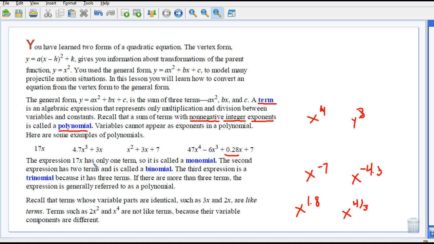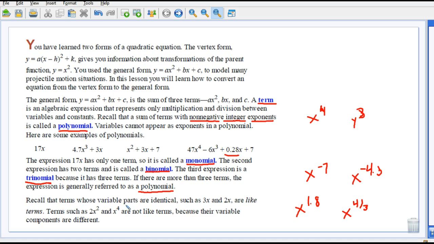The expression 17x only has one term, so it's called a monomial. Mono meaning one. The second expression has two terms. It's called a binomial. Two terms, bi like bicycle. The third expression is a trinomial, like tricycle, because it has three terms. If there are more than three terms, we just call it a polynomial. Alright, we got lazy after 3 and said, well, we're just going to make it a polynomial.